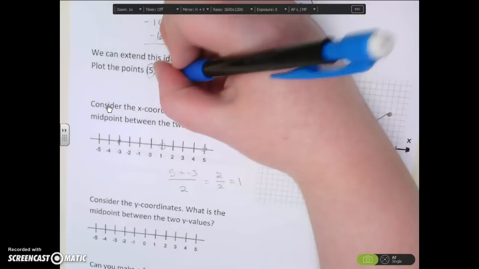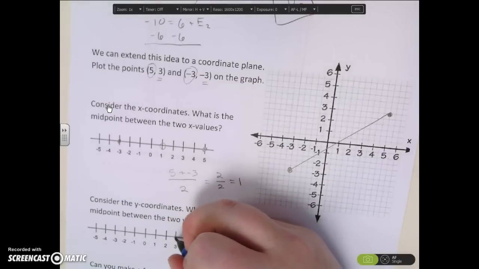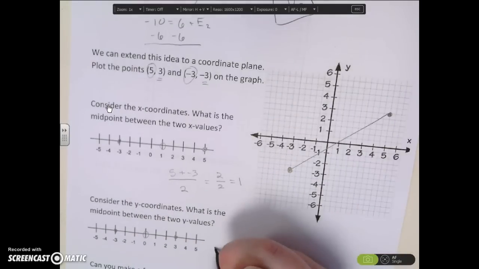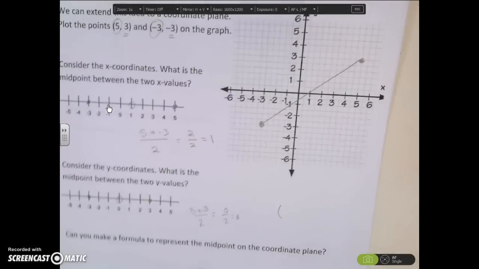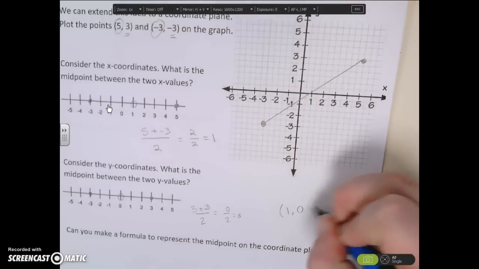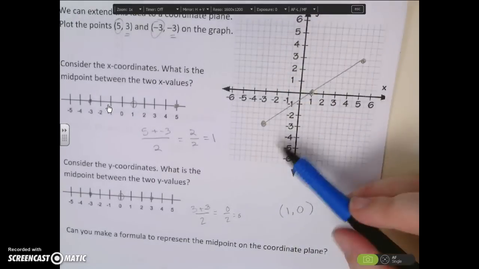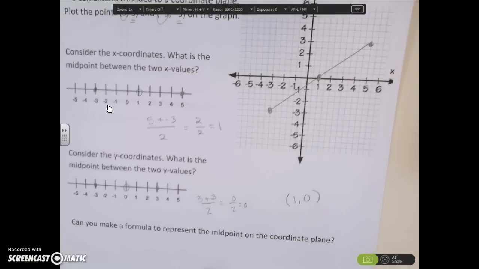Now my y values are 3 and -3. The midpoint between them is clearly 0, but just to show you that it works with the math, 3 plus -3 over 2 equals 0 over 2, which is 0. So the coordinates of my midpoint are 1, 0, which if we plot is on the line that I drew, so I know it's correct. And if I look, yeah, it looks to be about halfway.